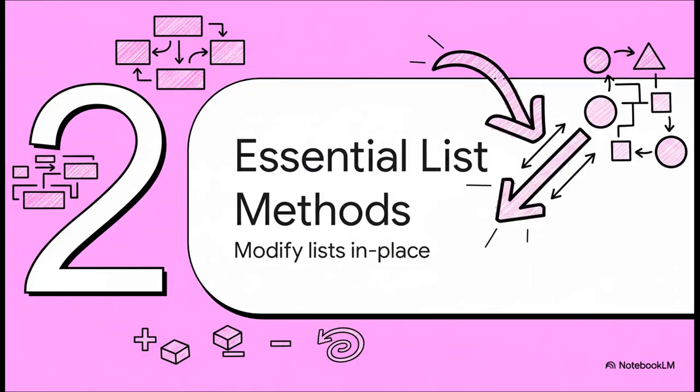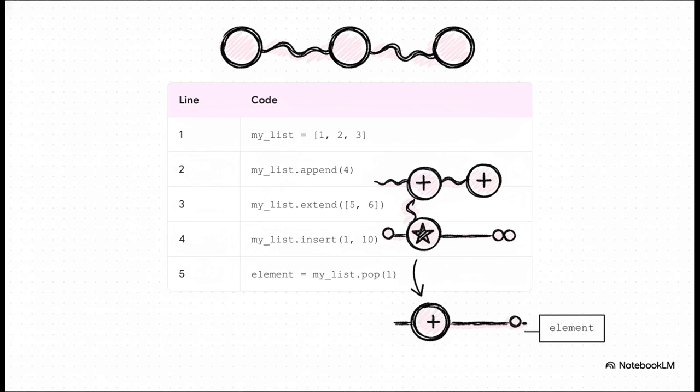Okay, so we know how to access data. But what about actually changing the list itself? Well, Python gives us several built-in functions, or methods, that let us modify lists in place, which just means we're altering the original list directly. For this demo, we're going to start with a super simple list that just has 1, 2, and 3 in it. Then, we're going to run a sequence of operations on this one list to see exactly how each method affects it. We'll append, then extend, then insert, and finally, we'll pop an element out.